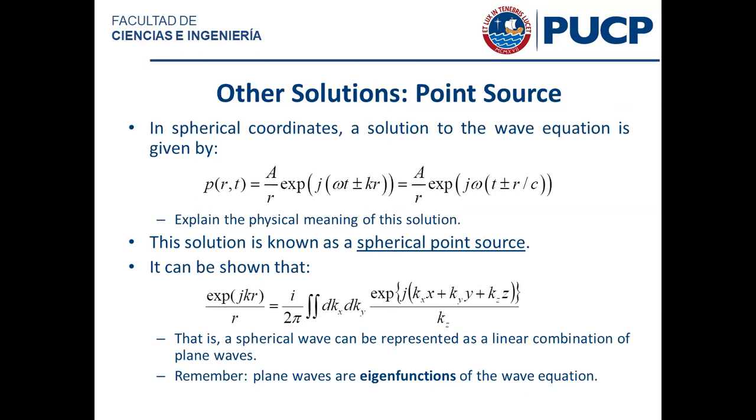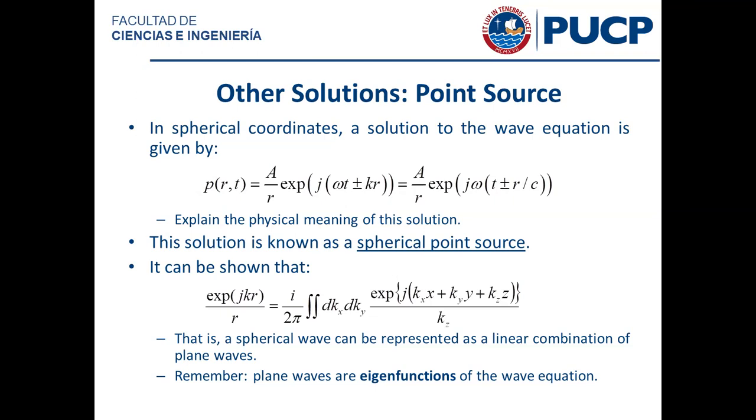Like, I can tell you that in spherical coordinates, a solution to the wave equation is given by this expression over here. P of r, where the radius in this case is not x, right, comma t, is equal to A divided by r times e to the j omega t, either plus or minus kr. And this is a solution that we refer to as a spherical point source. You can actually show that a point source, e to the jkr divided by r, can be expressed as an infinite combination of plane waves.